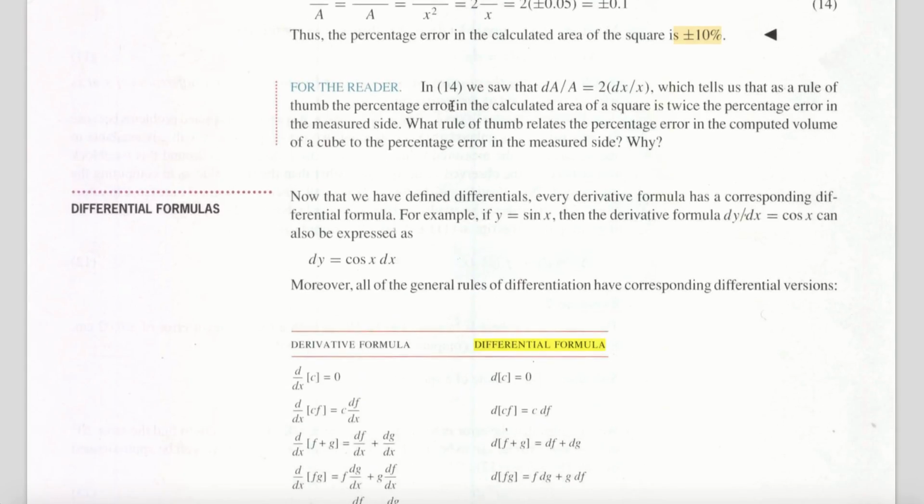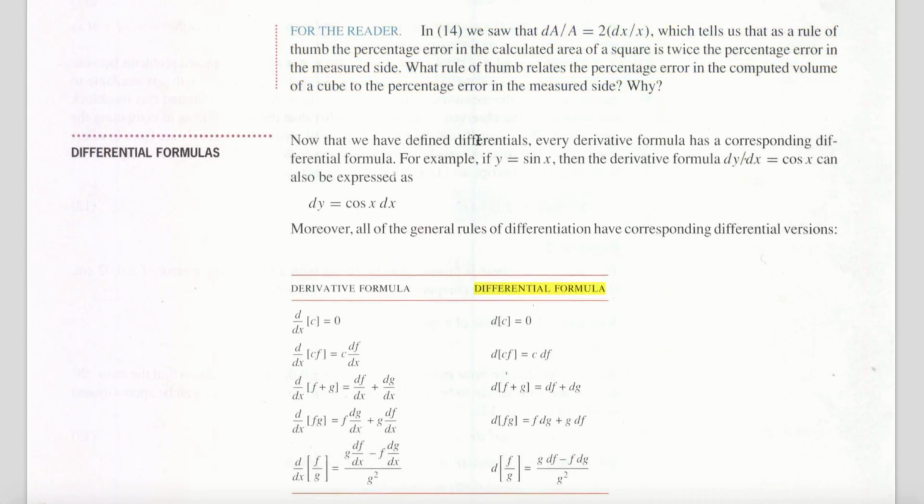In equation 14, we saw that dA over A is equal to 2 dx over x, which tells us that as a rule of thumb, the percent error in the calculated area of a square is twice the percentage error in the measured side. What rule of thumb relates the percentage error in the computed volume of a cube to the percentage error in the measured side, and why? That's left for you to think about.